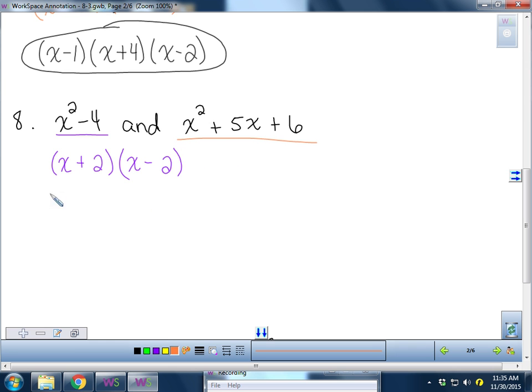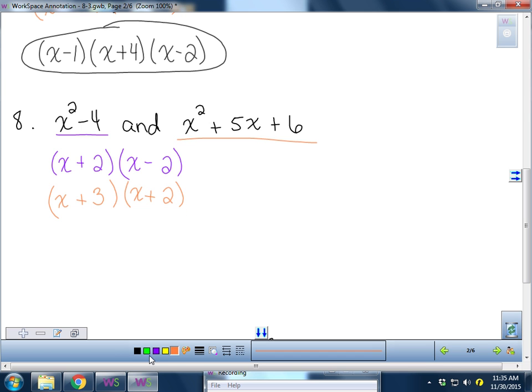I have a trinomial, so it factors into 2. A plus in back means 2 of what's in front, so that'll be 2 plus signs. I have an x squared, so I'll have an x and an x. And two things that multiply to make 6 and add to make 5 would be 3 and 2.